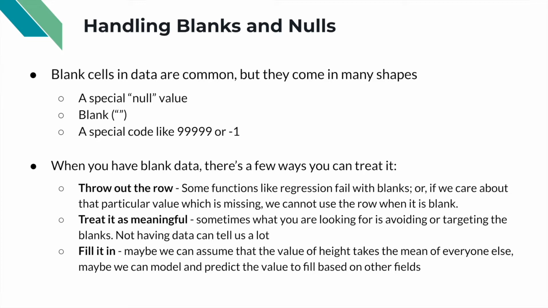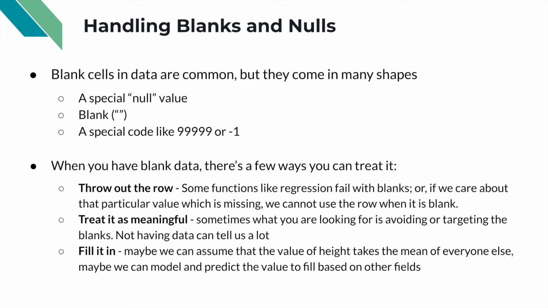It might come in the special null value, which is the explicit programming type for not having data. It might be a blank, which is 0 characters in a field. It can sometimes be a special code like 9999 or -1, and you have to go and look at documentation. Or sometimes, Excel will fill 0 for you, and when we upload it, we'll have data sets that wrongly have zeros where there should be missing data.